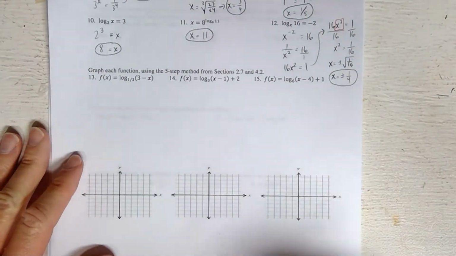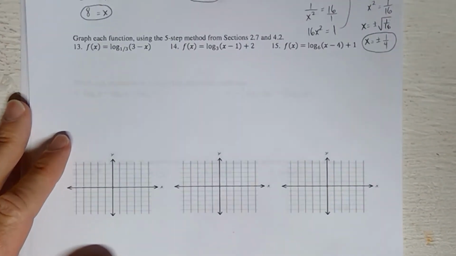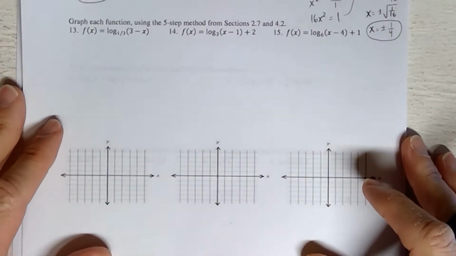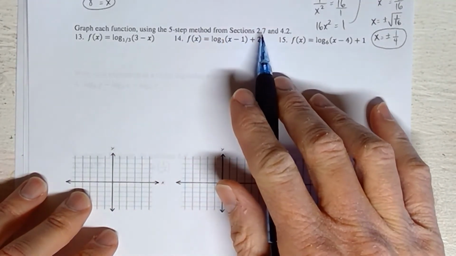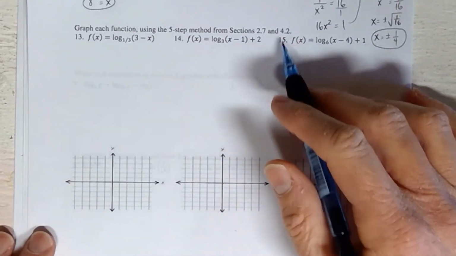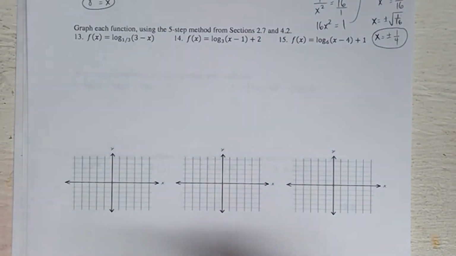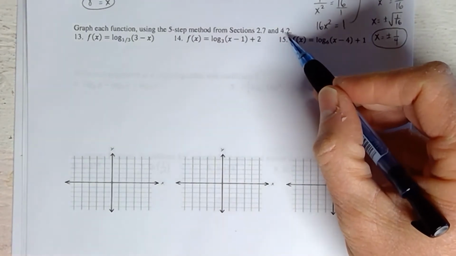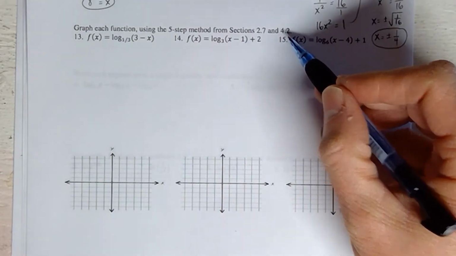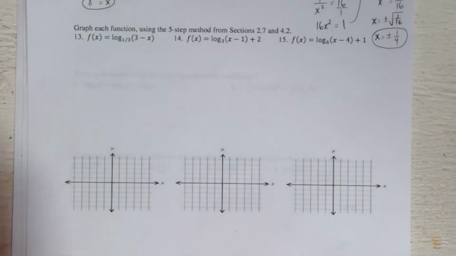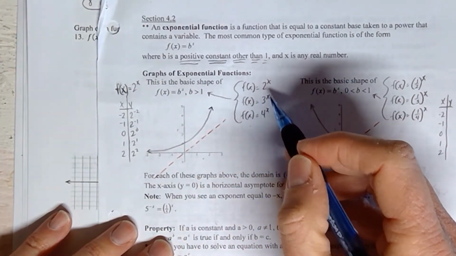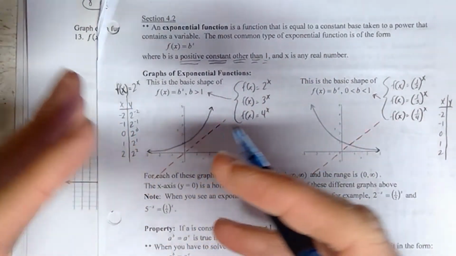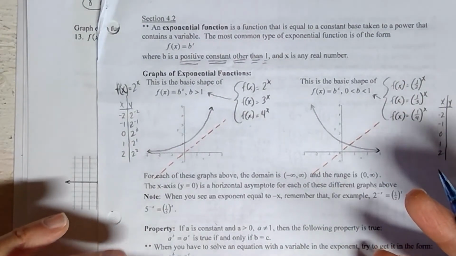All right, let's go ahead and move down here to the last 3 problems, the graphing problems. Notice it says in the directions that we want to graph each function using the same 5-step method we learned in sections 2.7 and 4.2. 4.2 is when we had the ones where you had the variable inside of the exponent. And just to review that with you for just a moment from 4.2, if you had, for example, 2 to the x or 3 to the x or 4 to the x, that's considered a basic graph, okay?